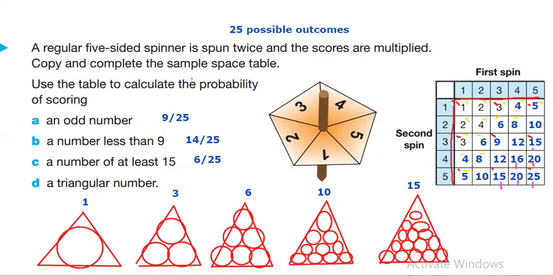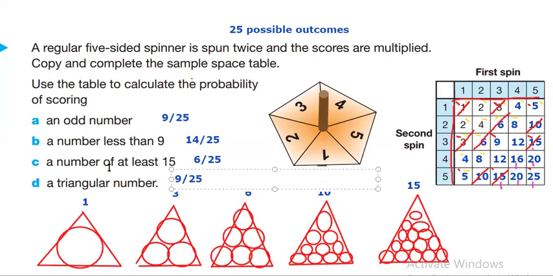Now I'm going to check how many triangular numbers we have. So first we have this 1, and then we have the threes, and then we have the sixes. How many sixes? One, two. And then we have the tens. One, two. And we have the 15s. One, two. Now we count how many triangular numbers. One, two, three, 4, 5, 6, 7, 8, 9. So we have 9 triangular numbers. So the probability of triangular numbers is 9 over 25.